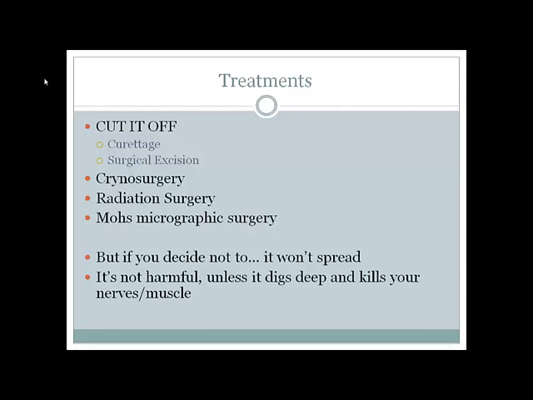Mohs micrographic surgery is actually a new type of surgery that they've introduced for basal cell carcinoma, and essentially what happens is they do it very precisely. They remove the tumor very, very precisely, and it's again a surgical process where it's cut off. So it's very, very similar to the two above. It's just more precise, and it's more for deeper basal cell carcinoma levels.